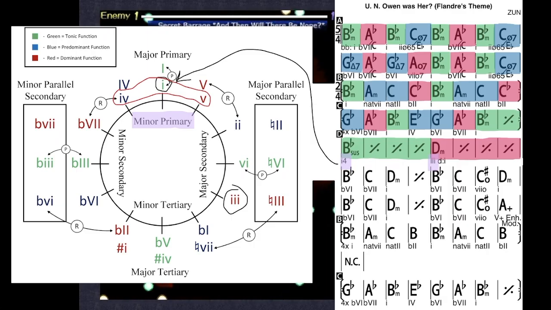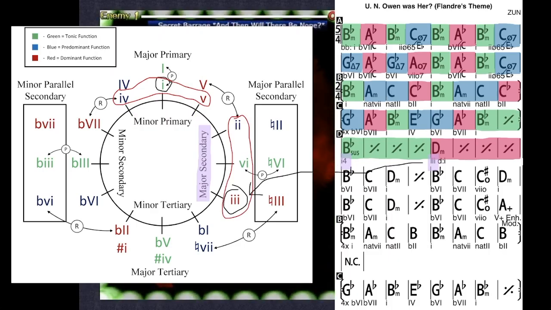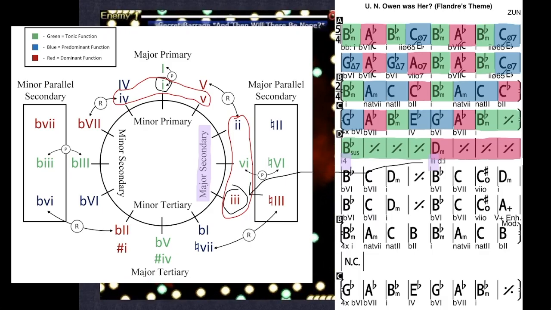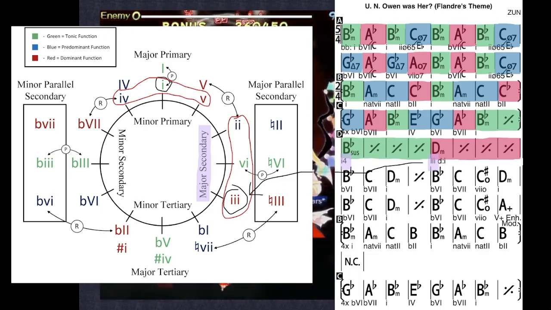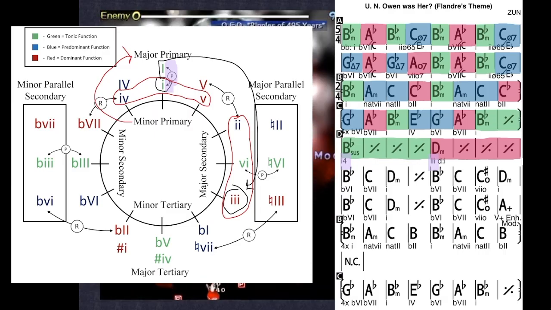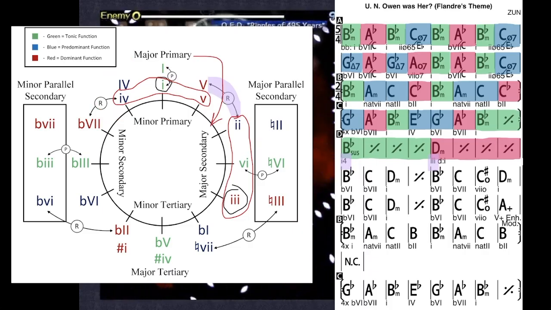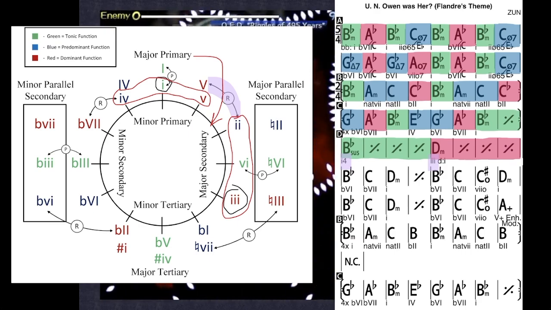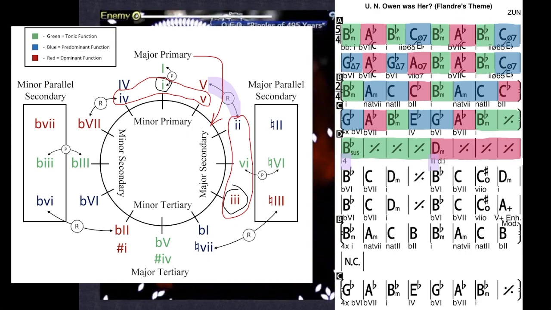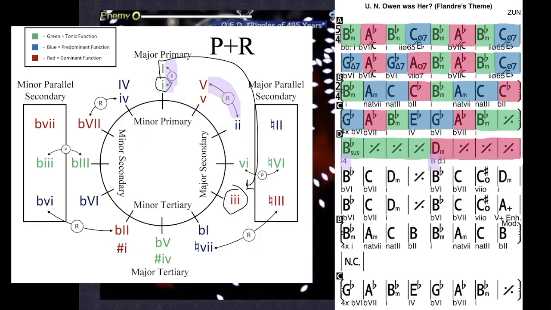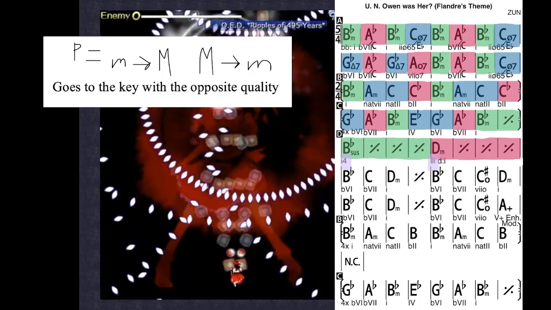For example, you see this 1-4? This 1-4 comes from the minor primary, and then we eventually reach this minor 3 right here, right? So how do we get there? We need to move from the minor primary to the major primary, which is using that P relation. And we need to move from the major primary to the minor secondary, which is that R relation. So what are these P and R relations and what do they stand for?